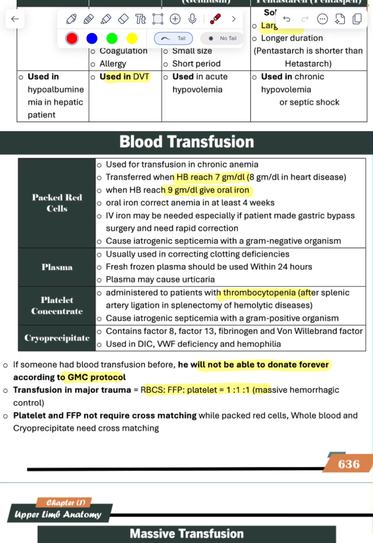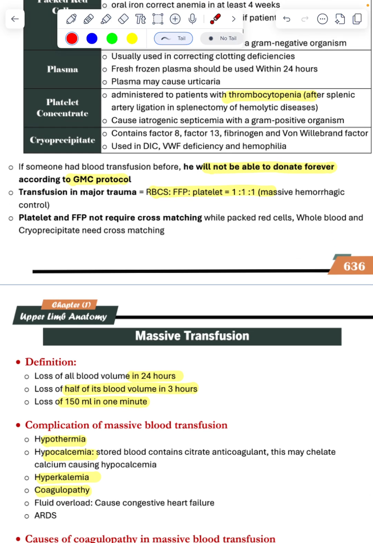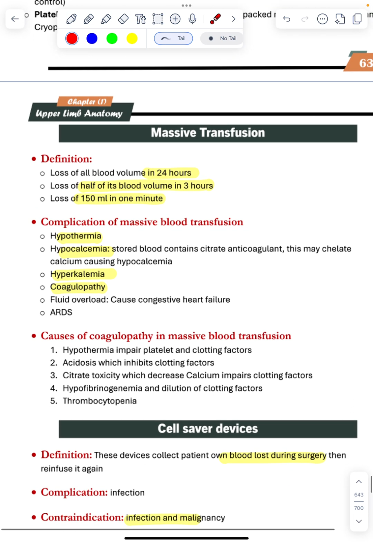Plasma is usually used in correcting clotting deficiencies. Fresh frozen plasma within 24 hours. Platelet concentrates are used in thrombocytopenia. Cryoprecipitate contains factor 8 and 13. If someone has had a blood transfusion, he will not be able to donate blood forever.